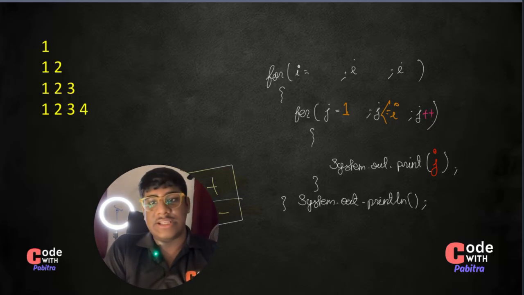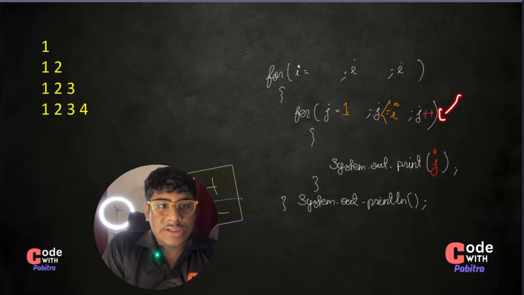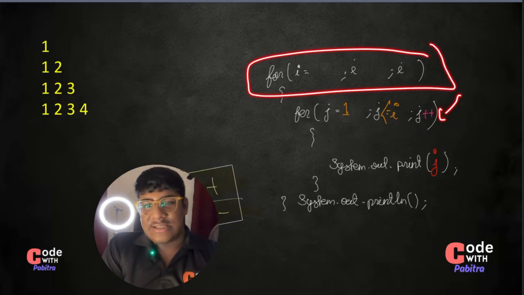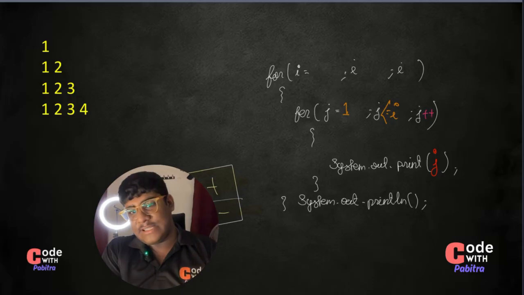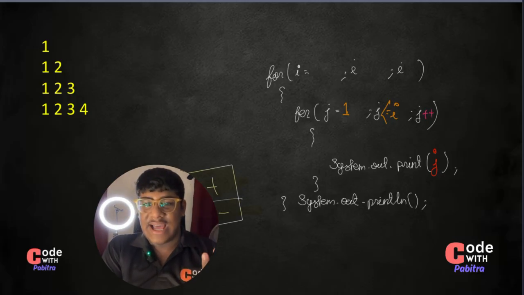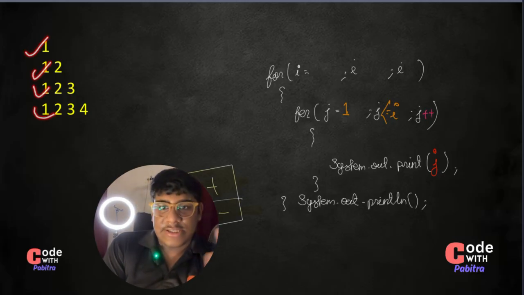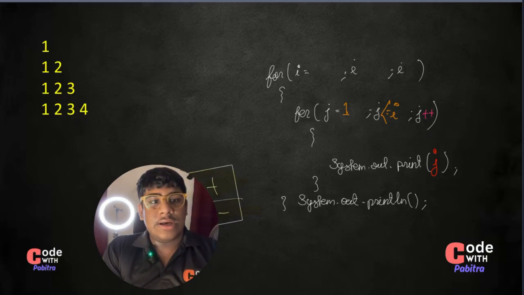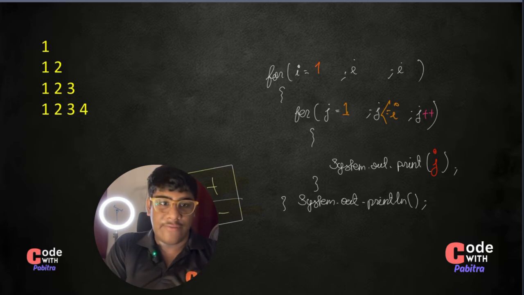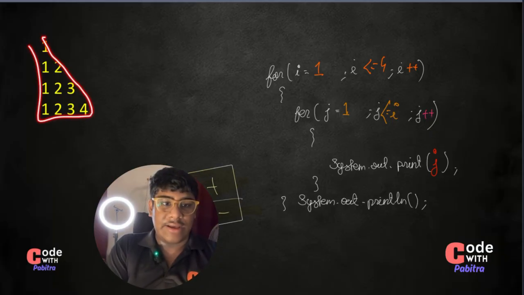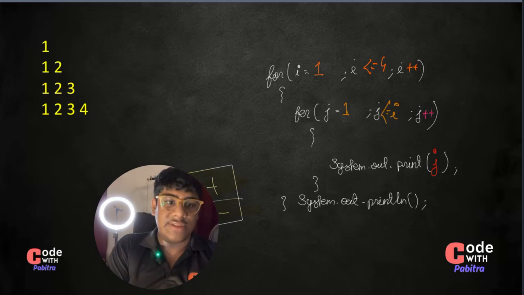This is the inner loop, and this is the outer loop. For the outer loop, we have to see the rows. How many rows are there? 1, 2, 3, and 4. There are 4 rows, so we write i starting from 1, i less than or equal to 4, i plus plus. Why i plus plus? Because we can see this is incrementing.